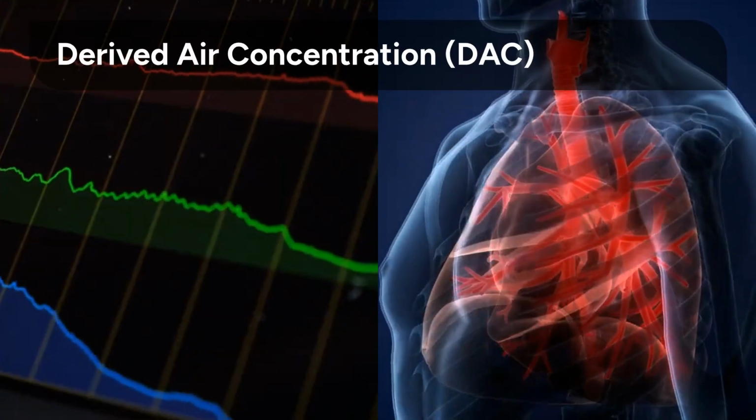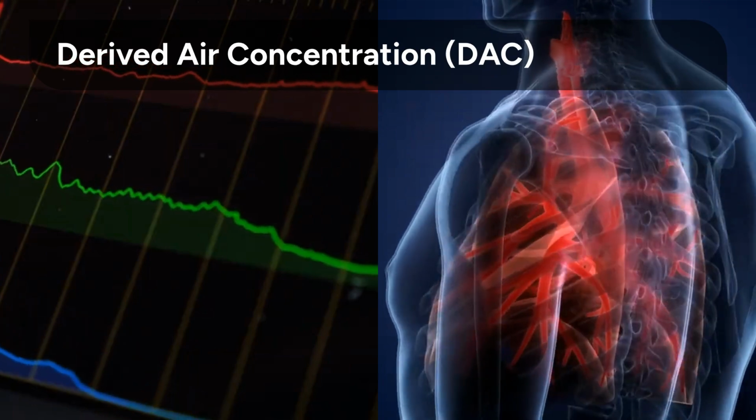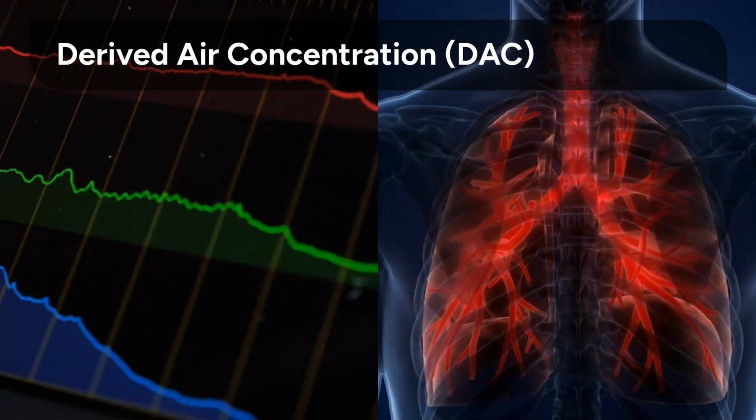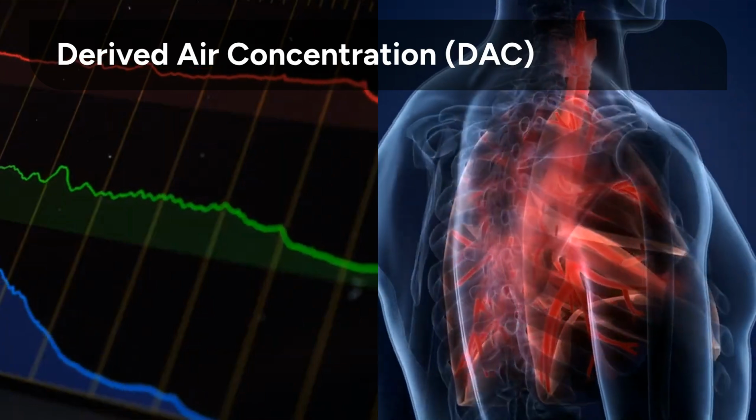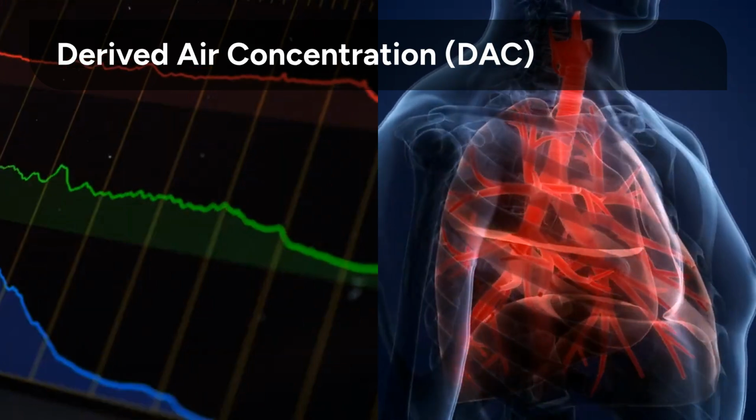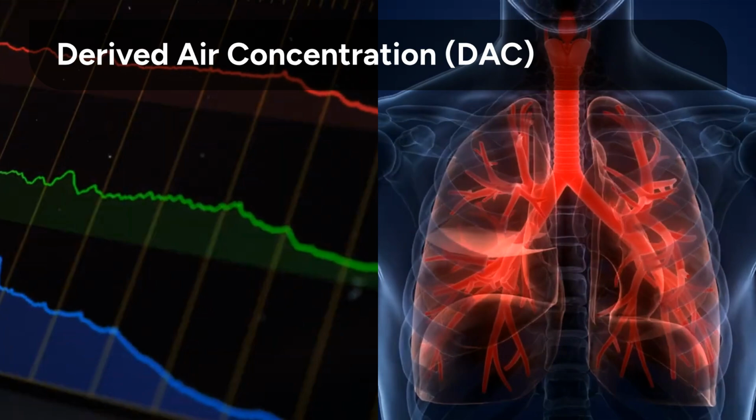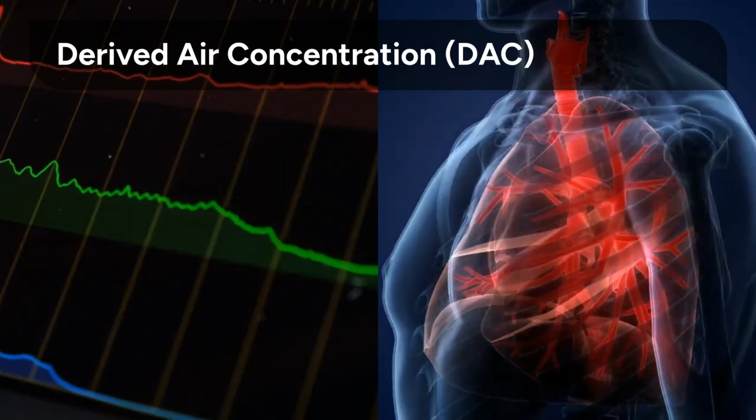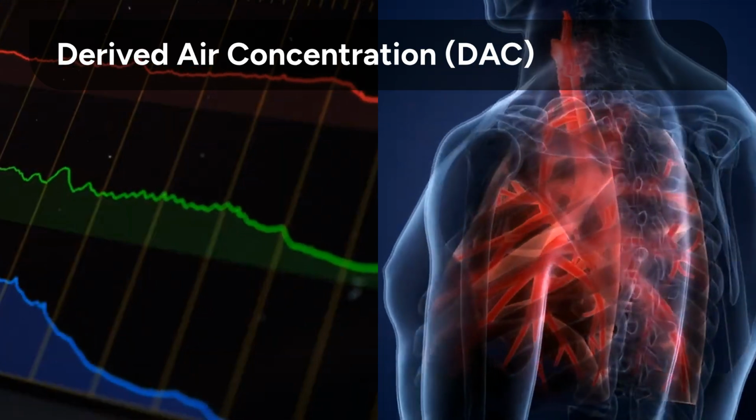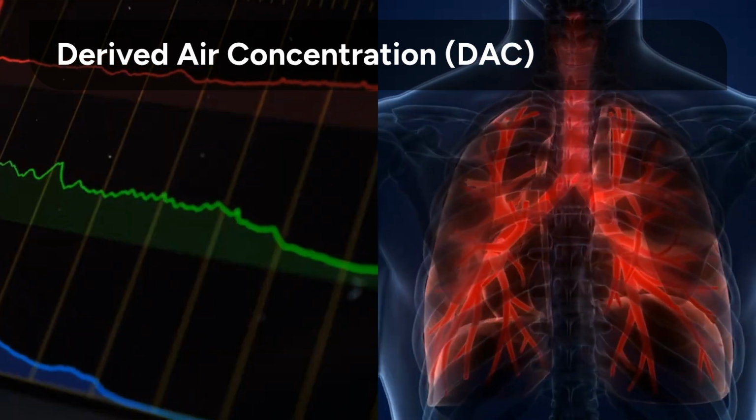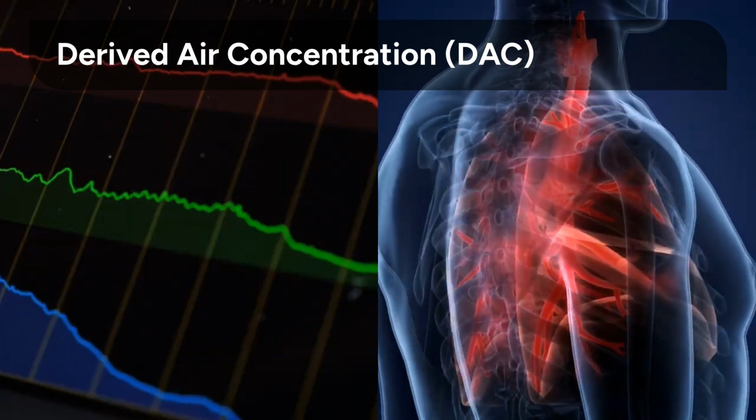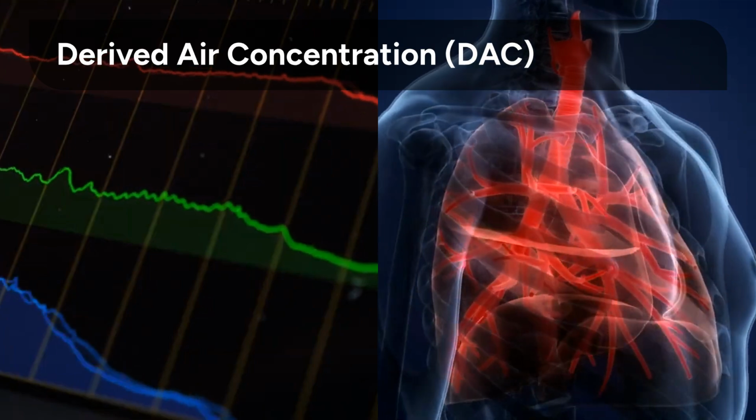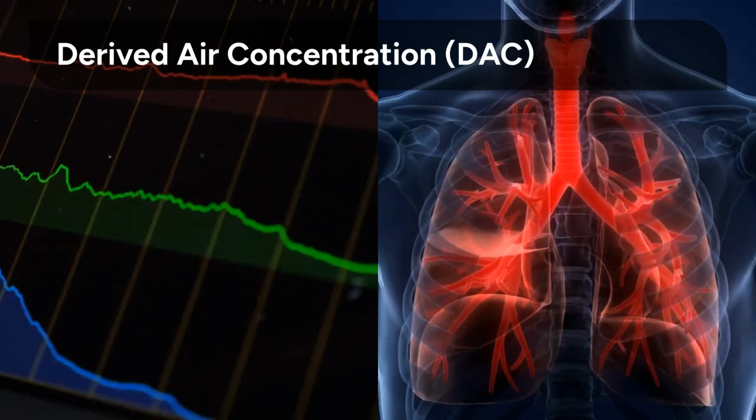Derived air concentration, or DAC, is a primary regulatory limit for airborne radioactivity. It represents the concentration of a given radionuclide in air that, if breathed for a standard working year, 2,000 hours, would result in an intake equal to one annual limit on intake, ALI. Essentially, it's the concentration you can safely breathe for a full year without exceeding a dose limit.